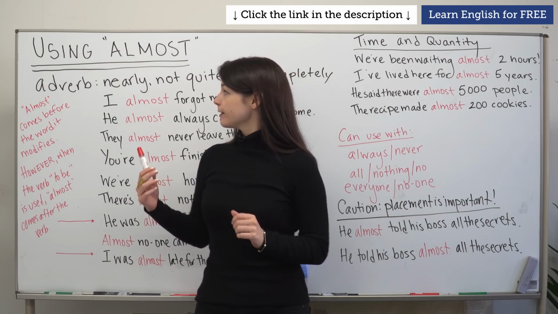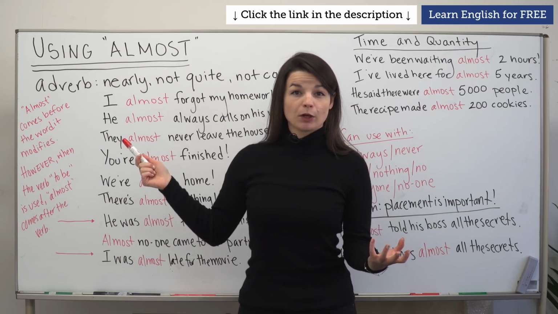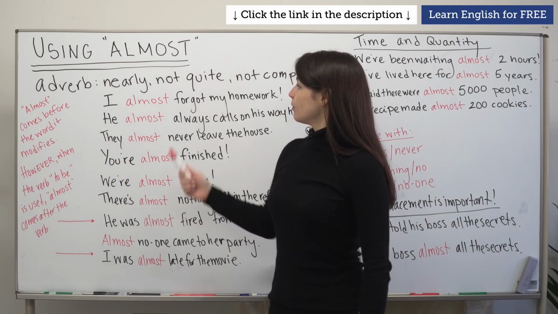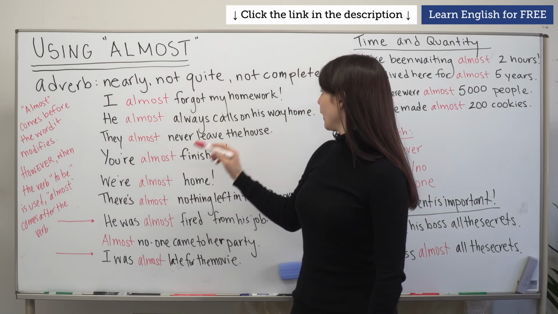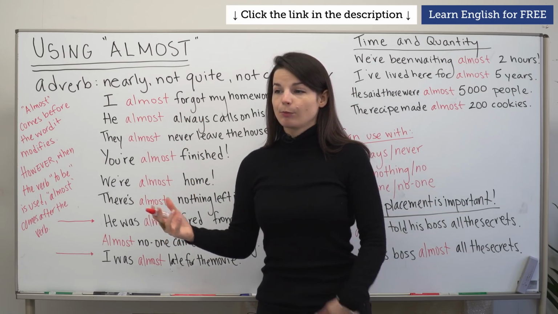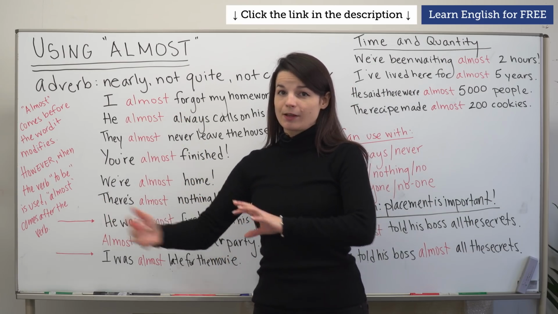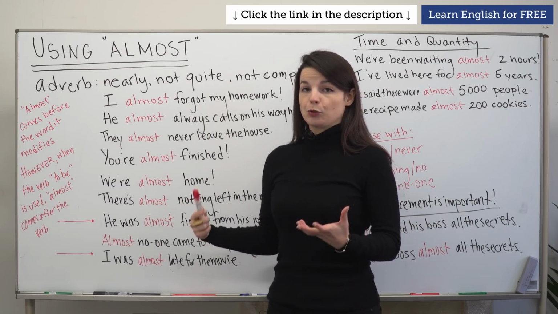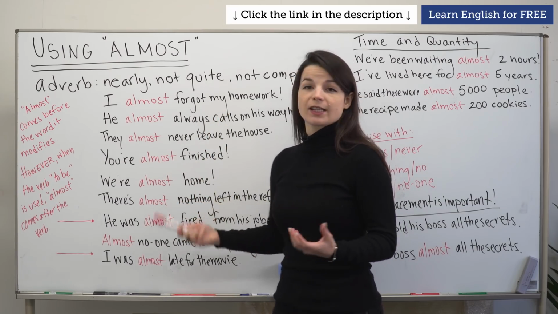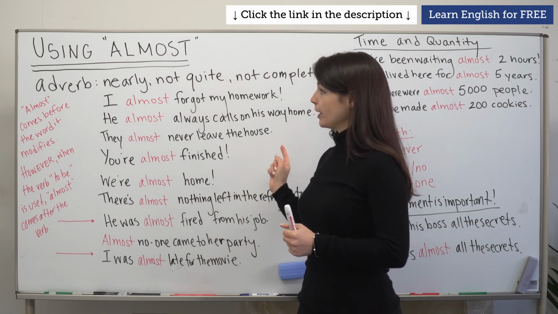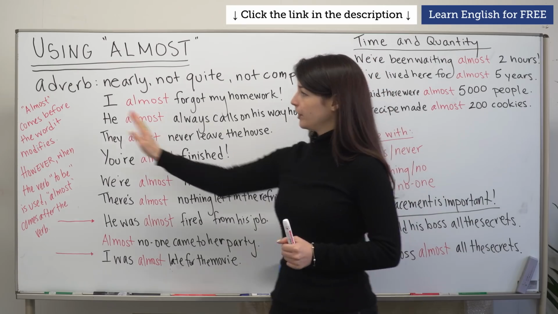So first, let's look at the meaning of the word almost. Almost is an adverb. It's a word that means nearly or not quite or not completely. It can also mean similar to something but not exactly like something. I've got a lot of example sentences here that I hope to talk about to explain the use of almost. Before I do that though, I want to mention this point over here.